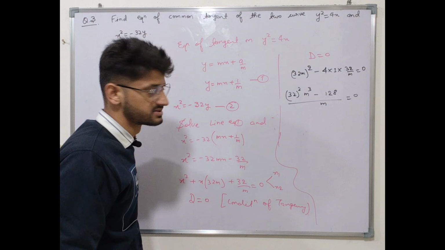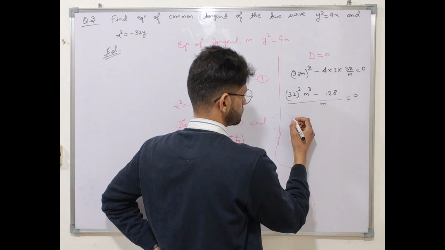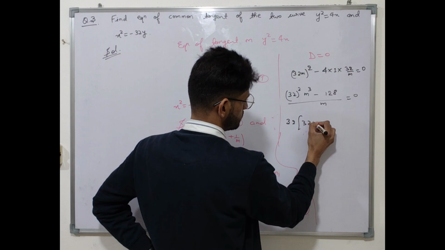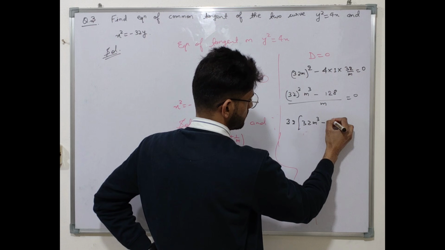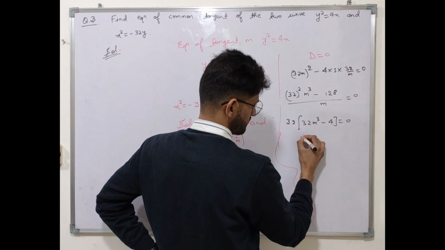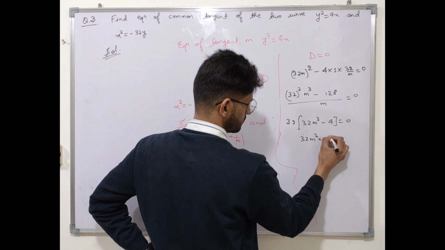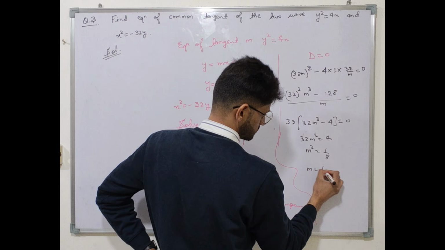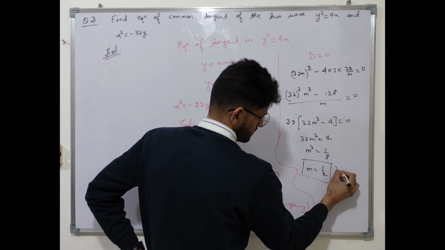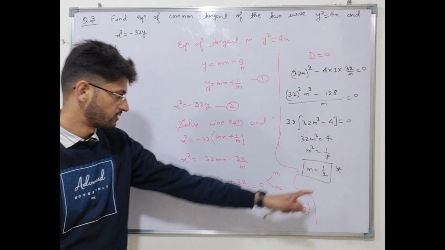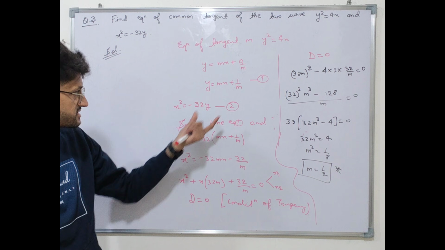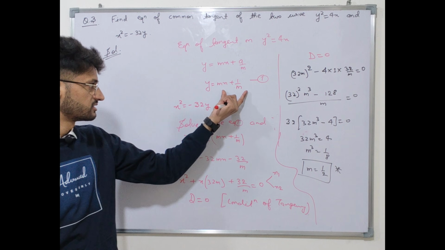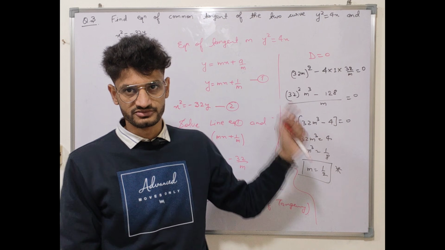From here we can rewrite it as, once we take 32 as common, 32m cube minus 4 is equal to 0. From here we can write 32m cube is equal to 4. It means m cube is equal to 1 upon 8. From here we can write m is equal to 1 by 2. So the slope of the common tangent is 1 by 2. And we know the equation of tangent as y equals to mx plus 1 by m. So we can put the value of m as 1 by 2 in this equation. This will be our common tangent on both the curves, right?